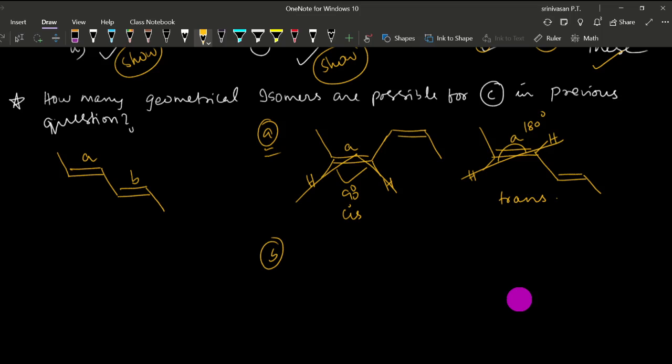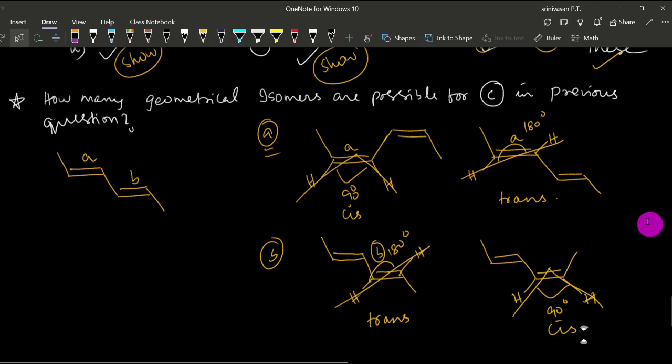So these are the two. This is a cis-trans isomer for the double bond A, and this is a cis-trans isomer for the double bond B. So totally you will have four isomers.